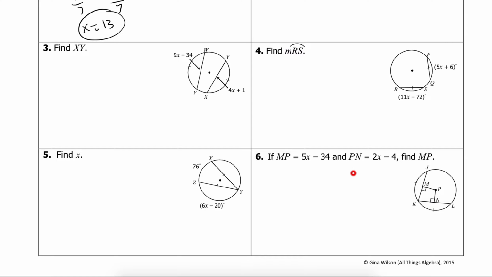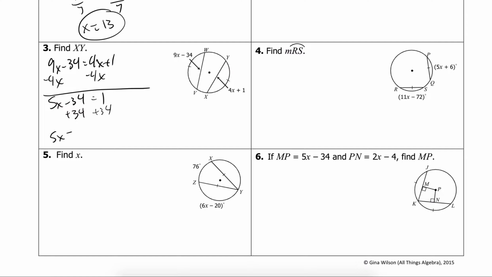And the next one, okay, so again, the arcs are equal, so the chords have to be equal. So we're going to set these two equal to each other. 9x minus 34 equals 4x plus 1. We're going to solve that. 5x minus 34 equals 1. Add 34. 5x equals 35. And so when I divide by 5, I get x equals 7. But that doesn't ask for x. It asks for xy. So we're going to plug it in. 4 times 7 is 28 plus 1. Xy is equal to 29.